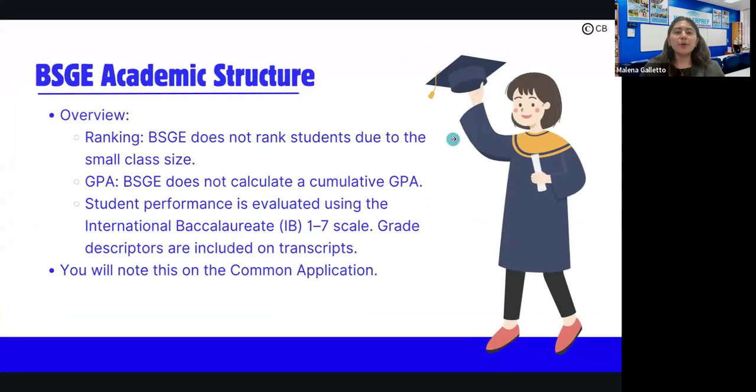So this is something that you guys are probably aware of, but we want to think about it in the context of college applications. Just as a quick overview, BSGE does not rank students because of the small class size, but also it doesn't do a cumulative GPA. Instead, student performance is evaluated using the IB 1 to 7 scale, and grade descriptors are used on the transcripts. So, yesterday, when we were talking about the common application and all these things that you're going to have to submit, you're going to note these things about your school when you're submitting the college common application.